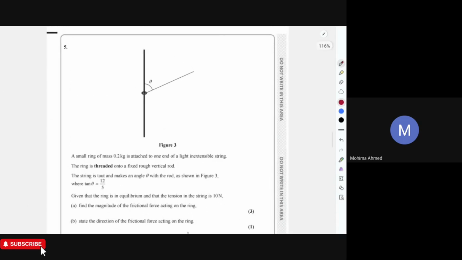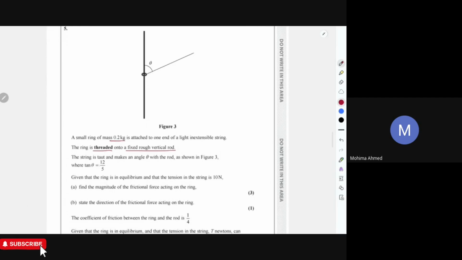5 says that a small ring of mass 0.2 kg is attached to one end of a light inextensible string, and the ring is threaded onto a fixed rough vertical rod. Fixed rough vertical means obviously there is friction, right? The string is taut and makes an angle of theta with the rod as shown in figure 3, and tan theta is given. If tan theta is given, I'll always calculate sine theta, right?